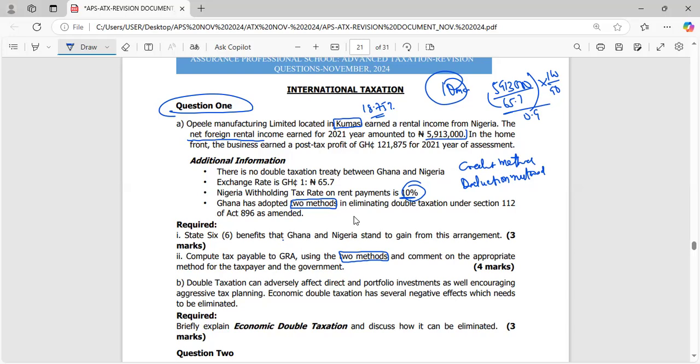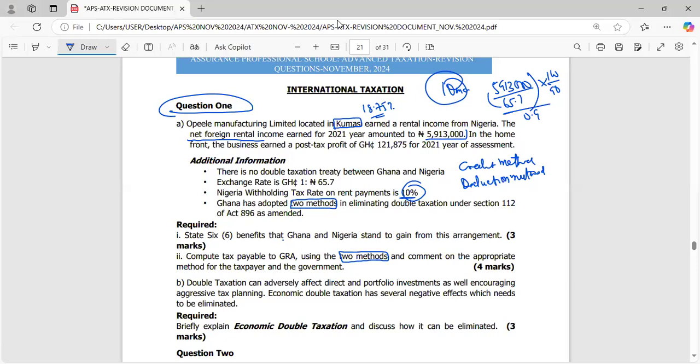Whatever value you get will be equivalent to 90%, because 10% tax has been deducted. Just divide whatever value you get by 90%. That will give you the gross income, the gross rental income.